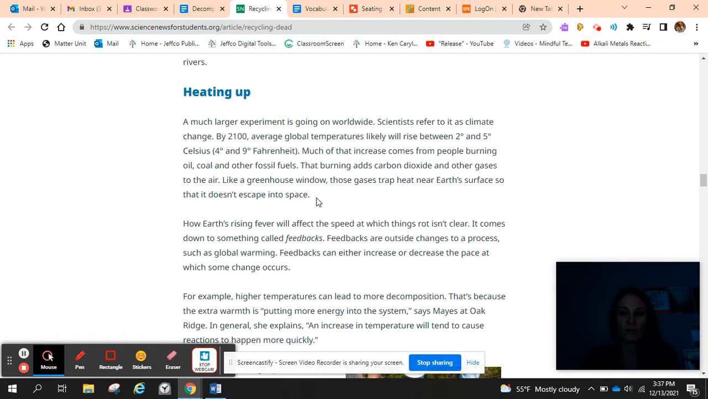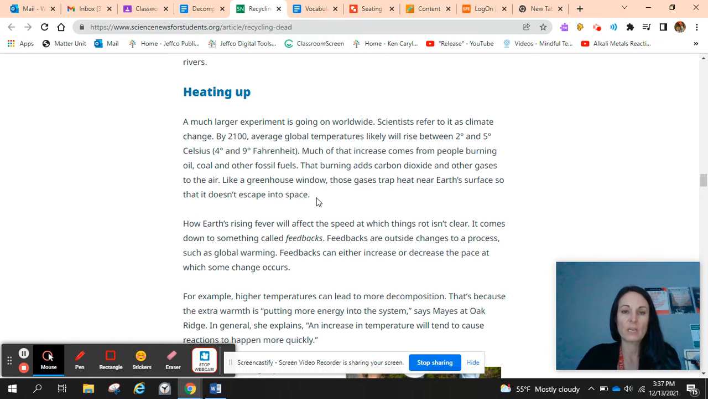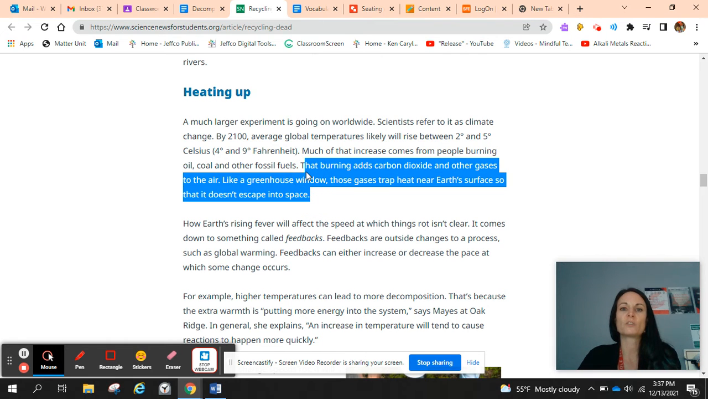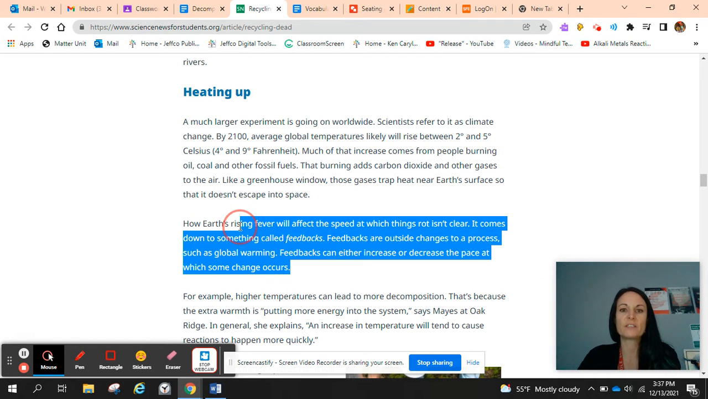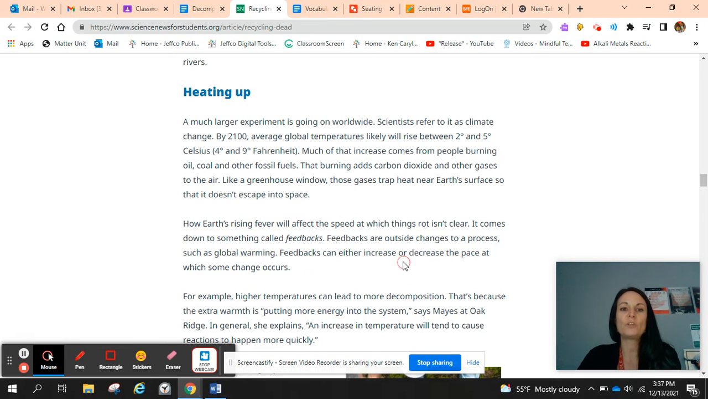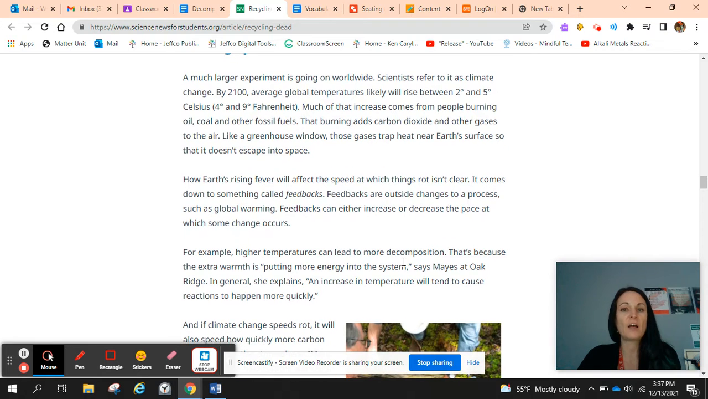We will be talking a lot about this as we move forward. We will be talking about the carbon cycle in depth after the holiday break, and we'll be talking about what this means, this greenhouse that is caused by all this extra carbon. So scientists wanted to see how this rise in temperature would affect the speed at which things rot. And they're really just not sure. Right now, there's a lot of research going on.